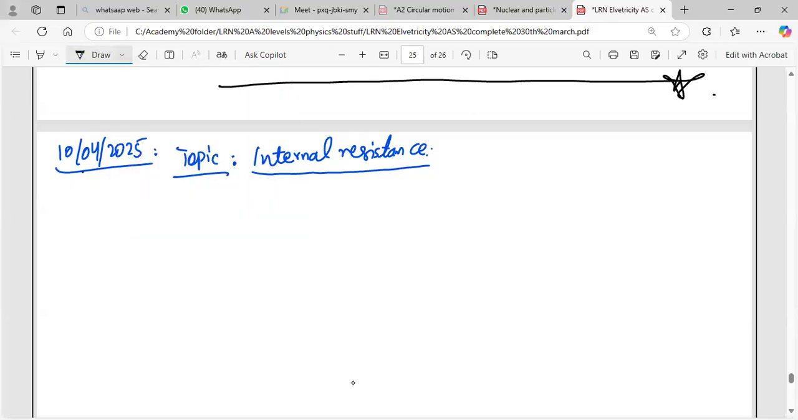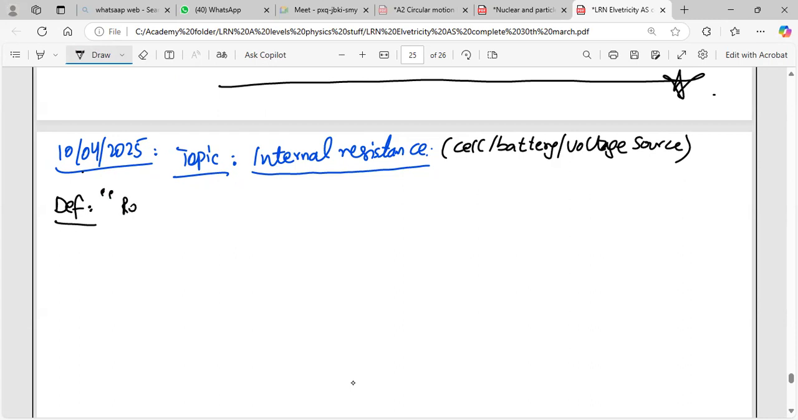Okay, so today's topic is internal resistance. Internal resistance is basically the resistance of a cell or a battery or a voltage source like a generator, etc. So, what is internal resistance?